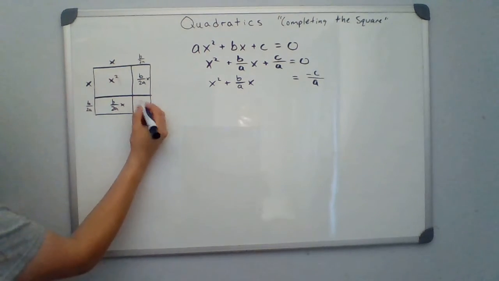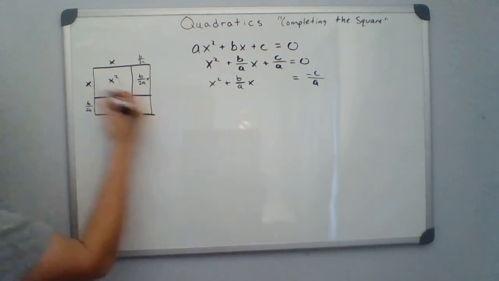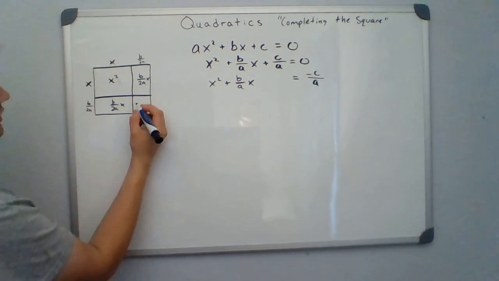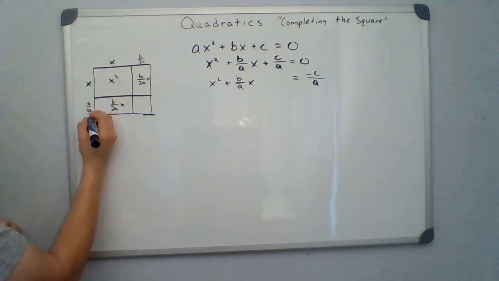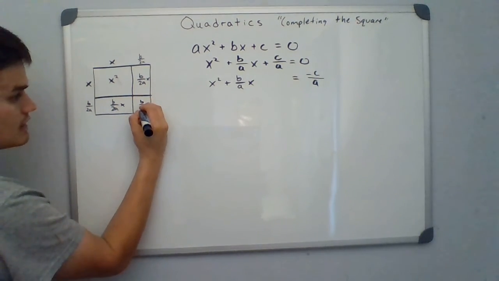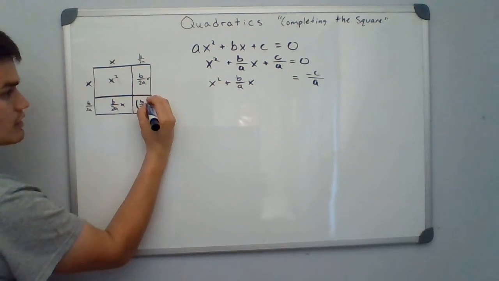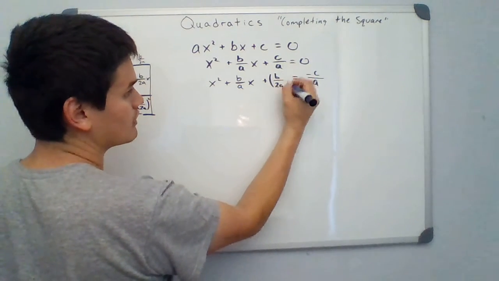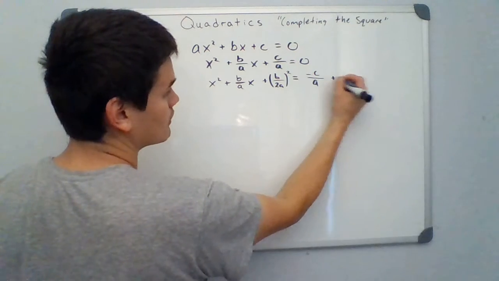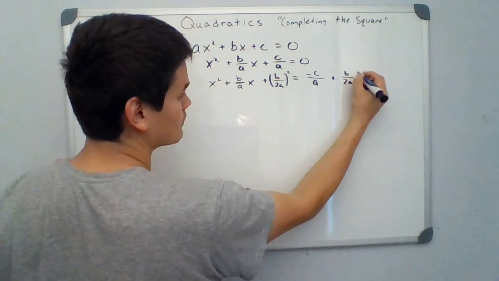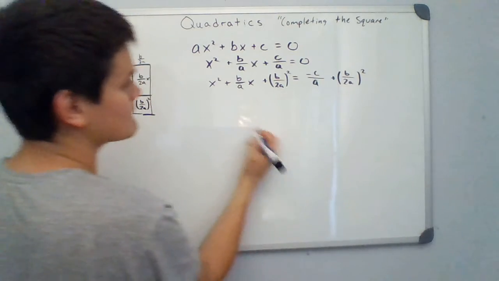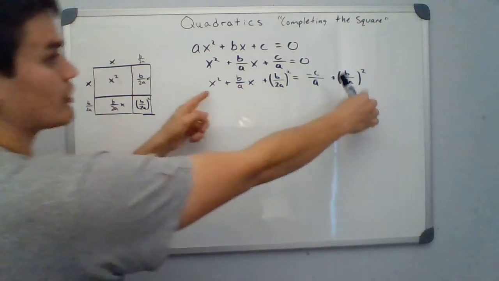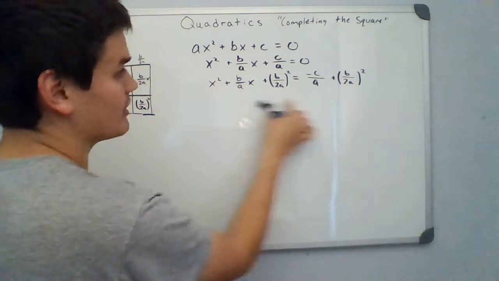So the question is, what do I need to add here so that I can represent this as x plus b divided by 2a times x plus b divided by 2a? The answer to that is going to be b divided by 2a times b divided by 2a, or b divided by 2a squared. So that's what I'm going to add to both sides. And then, now I have each piece of this square right here, and this is also equivalent to the previous statement since I just added the same thing to both sides.